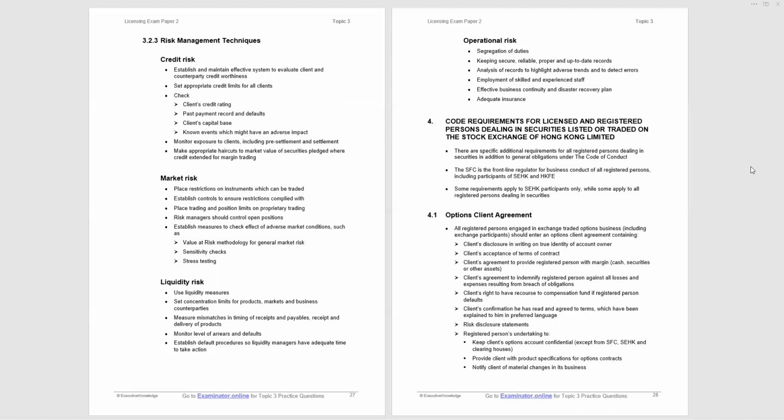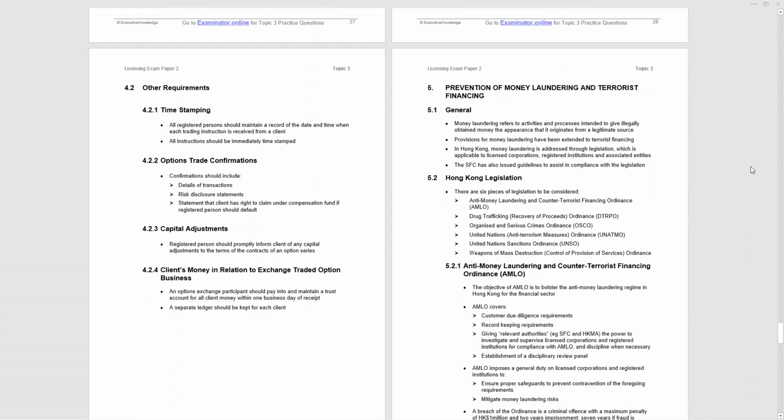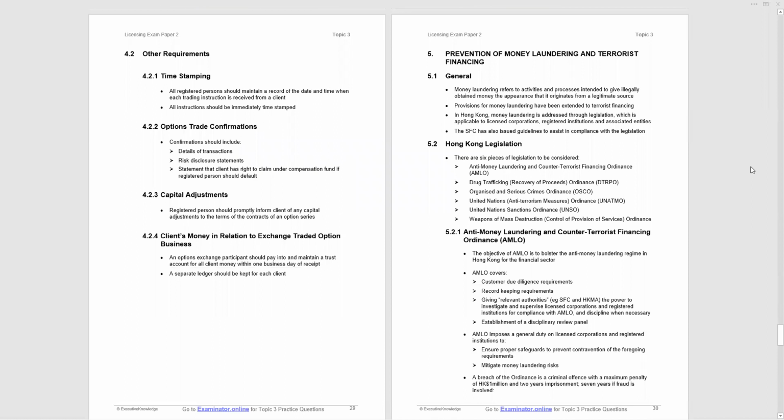Stock Exchange and Clearinghouse. Now that sub-bullet point on the exceptions to the confidentiality requirement has been the subject of a question. So I would know 4.1 because it's something that every now and then pops up as a question. Also, the registered person's undertaking to provide the client with product specifications for options contracts and notify the client of any material changes in its business. The other requirements relate to timestamping, options trade confirmations, capital adjustments, and client money with regard to traded option business. Remember, traded options are securities, and this paper is on the regulation of securities. So it's fair game for questions.